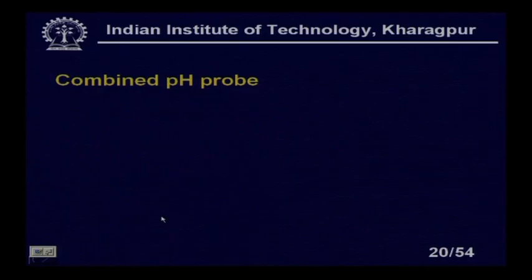Now, the combined pH probe. Using two probes is obviously problematic in many cases, so we want something very handy. That type of electrode is a combined electrode. You will find most applications nowadays use it. In fact, in our country Philips is making that type of probe, but other companies are also making them.